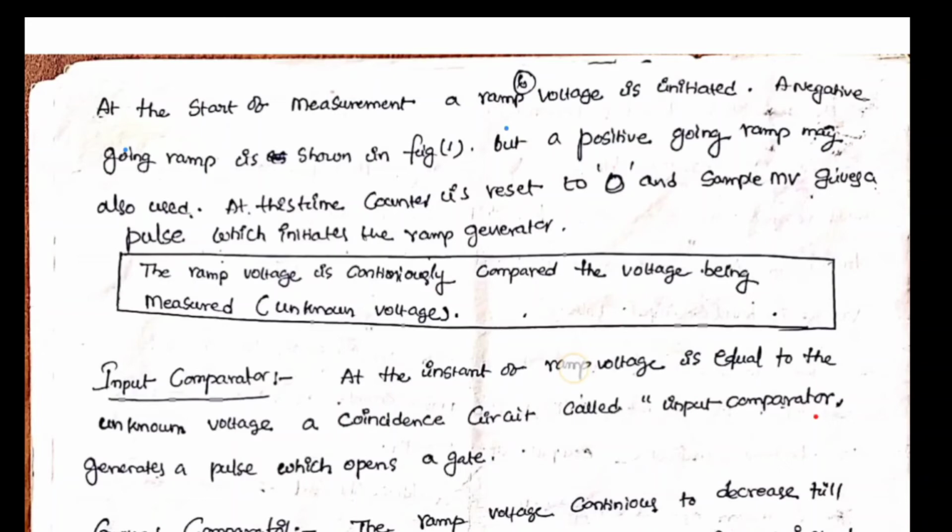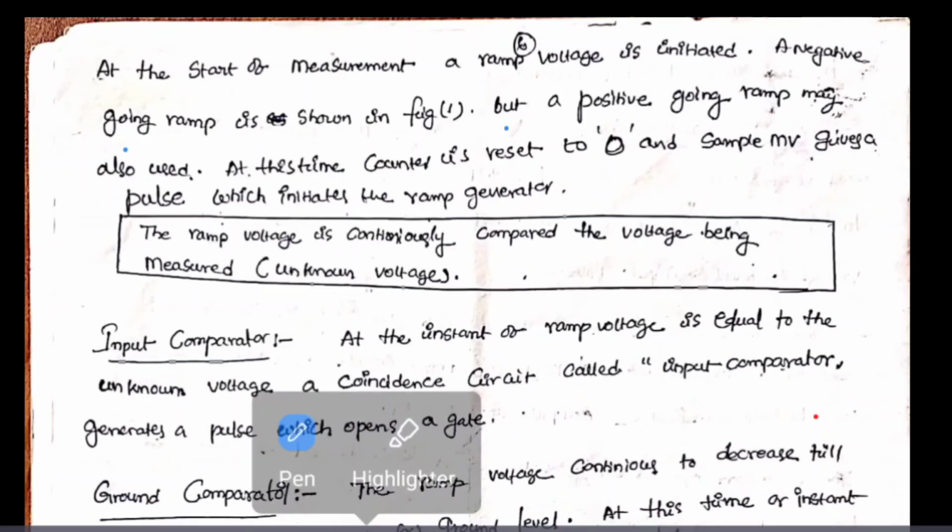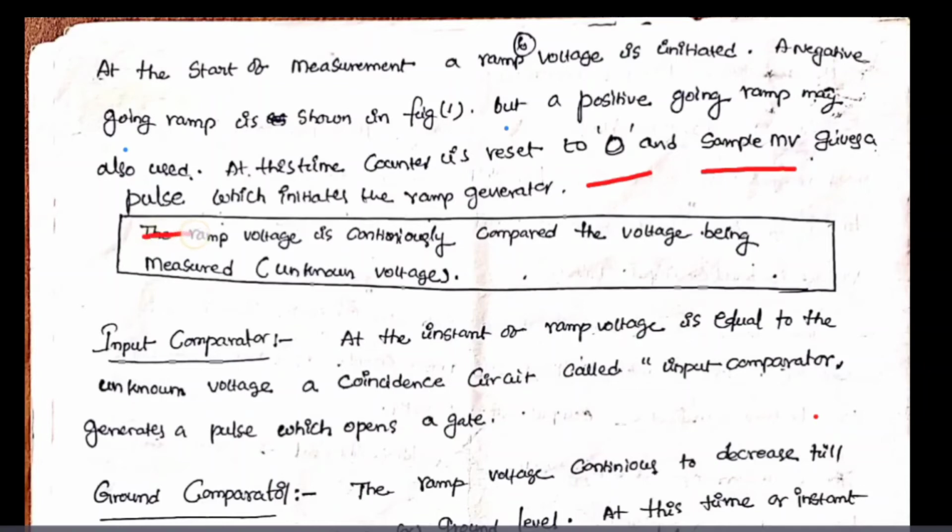In the diagram, we can represent this also, but a positive going ramp may also be used. At this time, the counter is set to 0 value. And the sample multivibrator gives a signal that initiates the ramp generator.